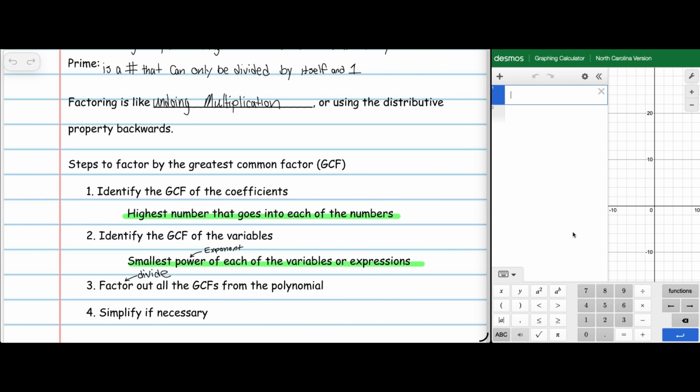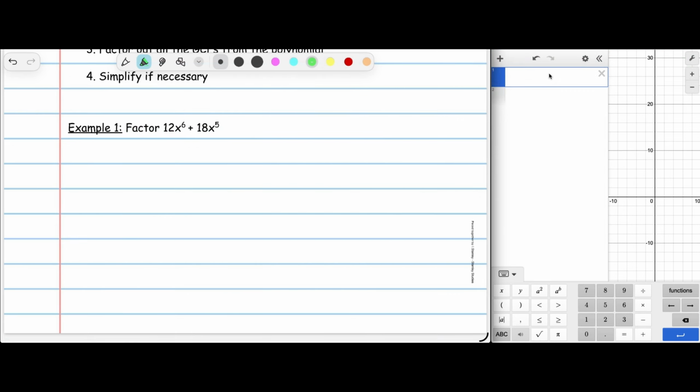So let's move to example one. All right, so let's look at example one. Example one says factor 12x raised to the 6th power plus 18x raised to the 5th. Now, in order to factor, we're going to follow the steps. Step one says that we got to find the GCF of the coefficients first. Now, if we remember, the coefficients are the numbers that are in front of the variables. So the numbers that we have out front of our variables are a 12 and an 18. So we're going to find the GCF of those.